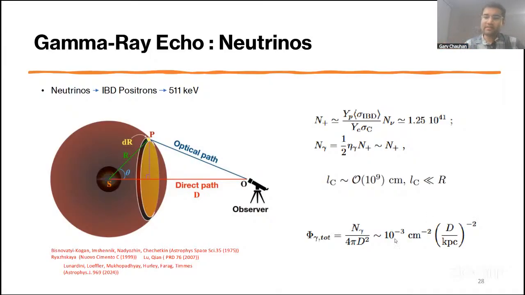The signal strength in the case of the standard gamma ray echo through neutrinos is pretty tiny. So you need future detectors and a very close supernova to make it observable. But in the case of new physics, this signal could actually be much stronger. And in that case, it might actually be observable even if it happens in the near future with current upcoming equipment.